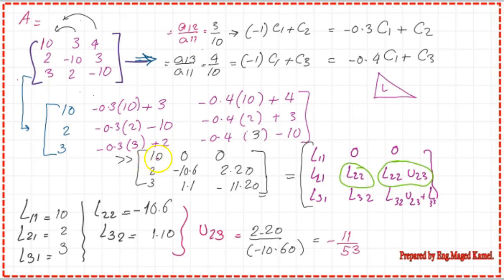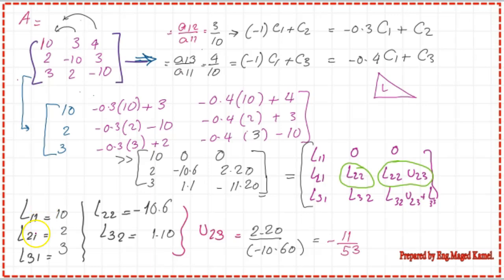For the first row, it will be 10, 0, 0. For the second row, it will be 2, minus 10.6 and 2.2. For the third row, we have 3, 2 minus 0.9 equal to 1.1. And for the last element, we have minus 10 minus 1.2, we have minus 11.2. These values match the matrix that is represented by L11, 0, 0, L21, L22, L22 U23, L31, L32, L32 U23 plus L33.